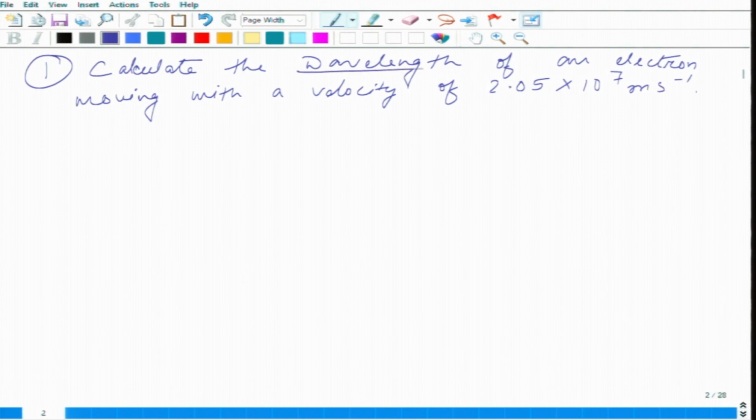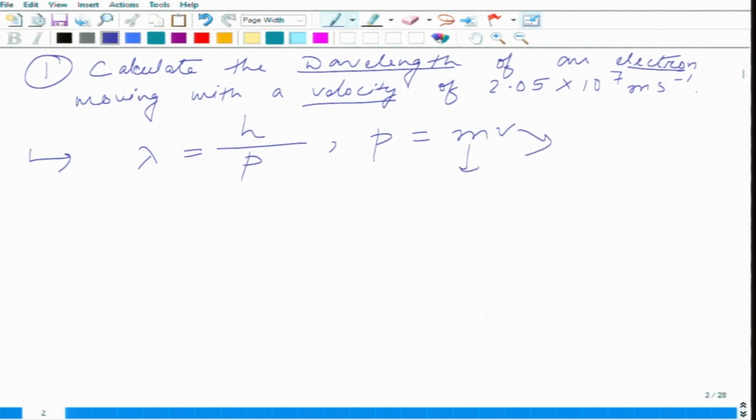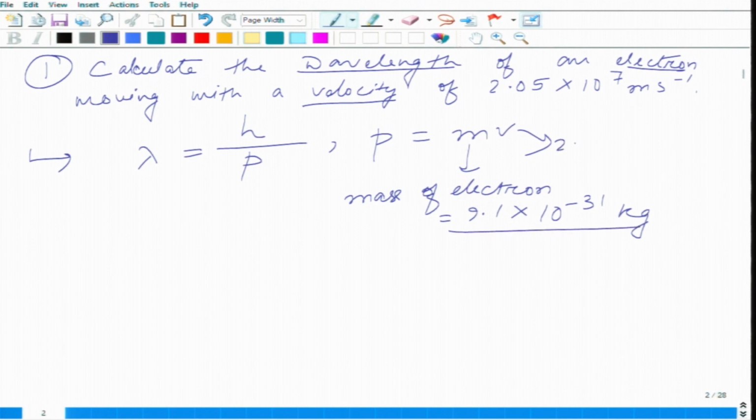Okay. So, we have to find out the wavelength and we are given the velocity, and it is given for an electron. So, from de-Broglie's hypothesis we know that wavelength is equal to h by p and p is equal to mv. So, we know v and we know m. What is m? Mass of electron, which is equal to 9.1 into 10 to the power minus 31 kg. This is the mass of electron and v is given, 2.05 into 10 to the power 7 meter per second.